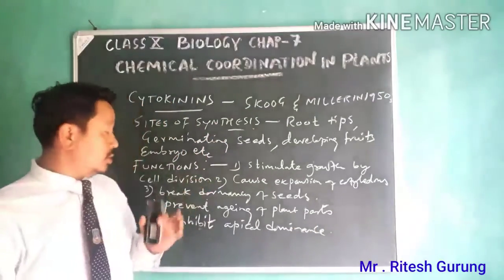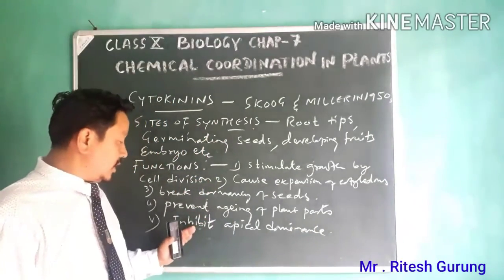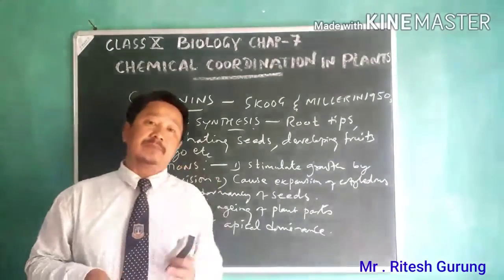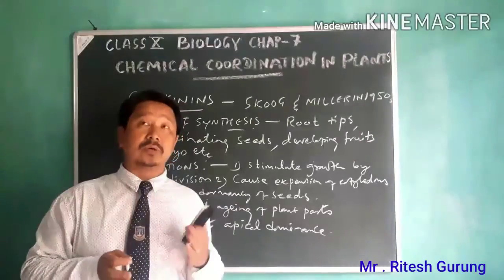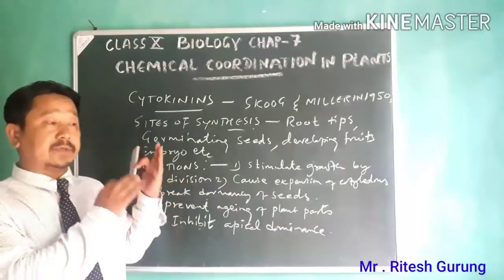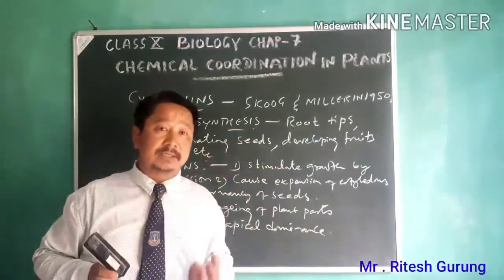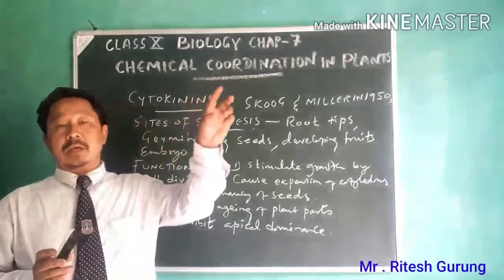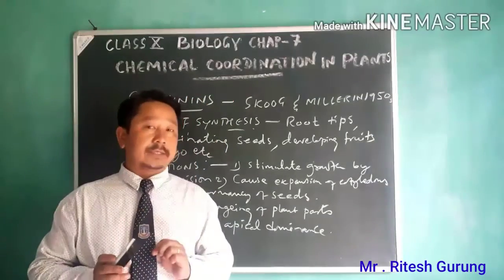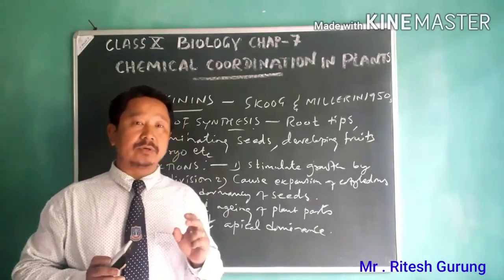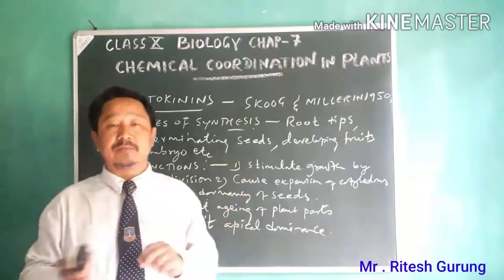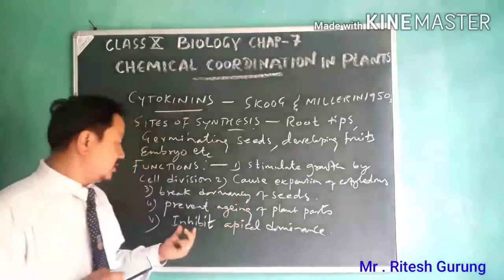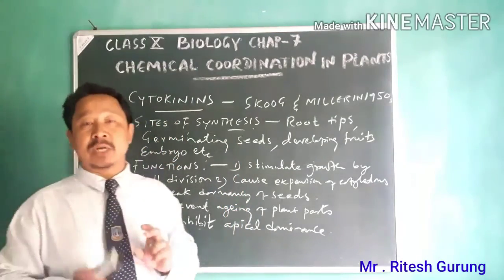Okay, this hormone inhibits or prevents apical dominance. Apical means the tip of the root, the tip of the shoot. So if these hormones are not there, if there are only the gibberellins and auxins, what may happen is that only the growth and development of the apical region take place. But it doesn't happen so, because the other regions of the plant also have to be equally growing and developing. For that, these hormones play a very important role.